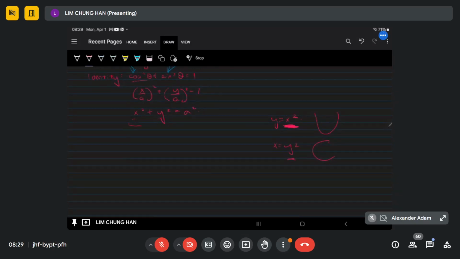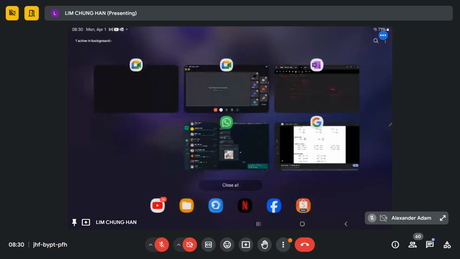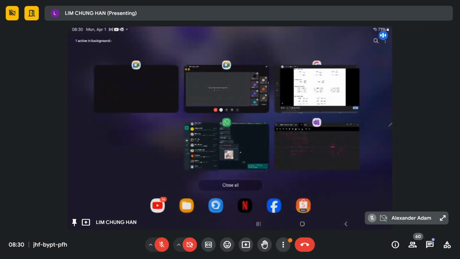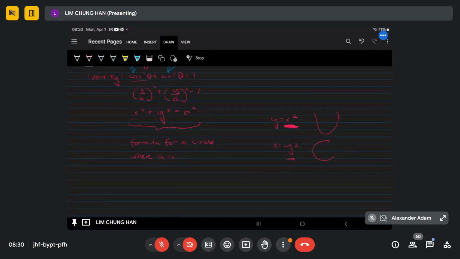So this here, if you don't believe me, is a formula for a circle. You can Google the formula for a circle. That's basically what you can get. So this is a formula for a circle where A is the radius of the circle.